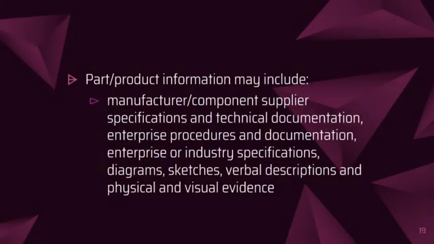The part and product information may include the manufacturer or component supplier specifications and technical documentation, enterprise procedures and documentation, enterprise or industry specifications, diagrams, sketches, verbal descriptions, and physical and visual evidence. So, this information is very important for you to know which particular brand or which particular part you are going to buy that is suitable for your car.